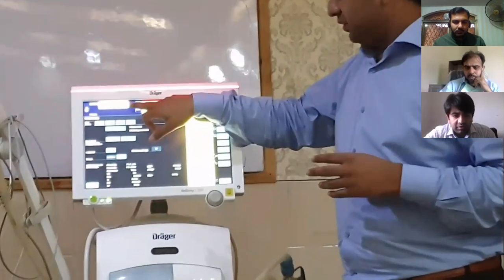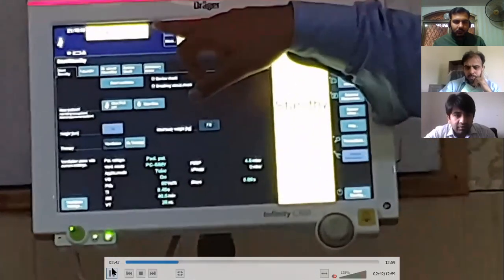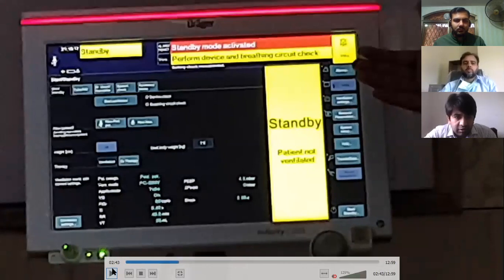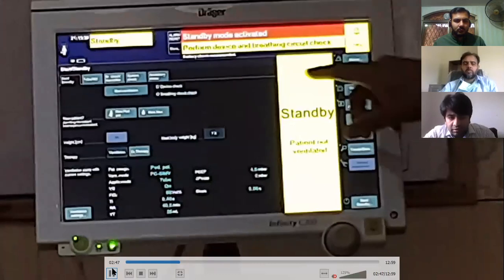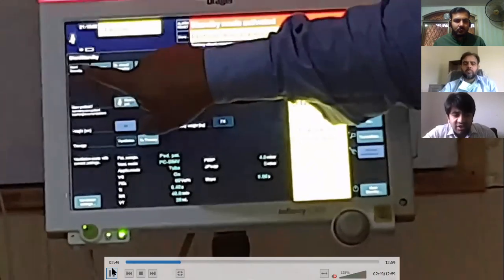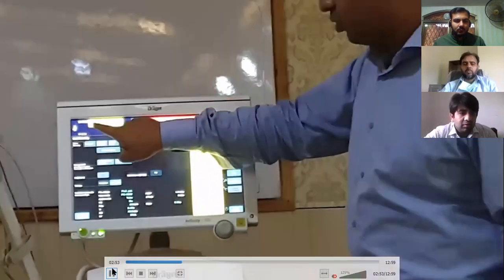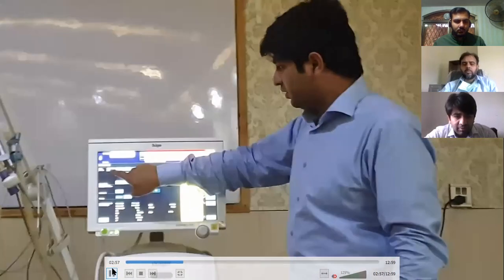This is the basic circuit, and now we will move to the main screen of the ventilator. So you can see on the screen that on the right upper side, in yellow color, this is written standby, and there are 5 parameters that are written below this standby.